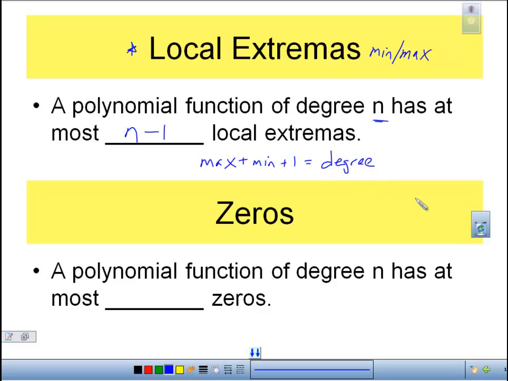We also noticed that in terms of the zeros, whatever the value of the degree was going to be the same number of zeros. So if we're talking about degree n, we would know that it has at most n zeros. Now we know it doesn't necessarily have n real zeros, some of them could have multiplicity as well, but the maximum number of zeros that we could have would be the same as our degree.